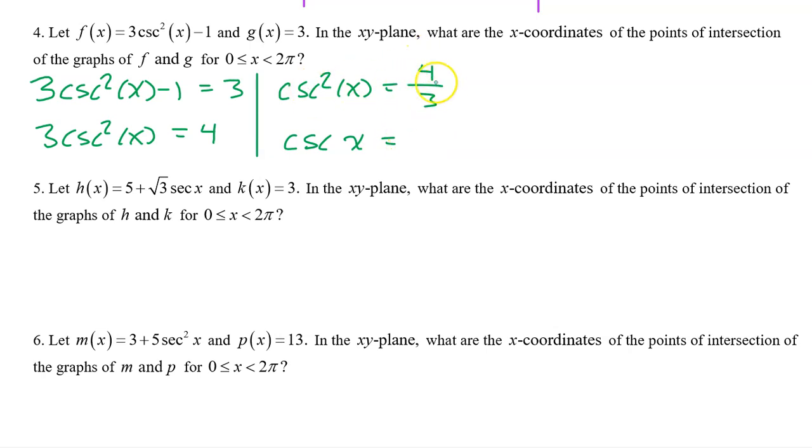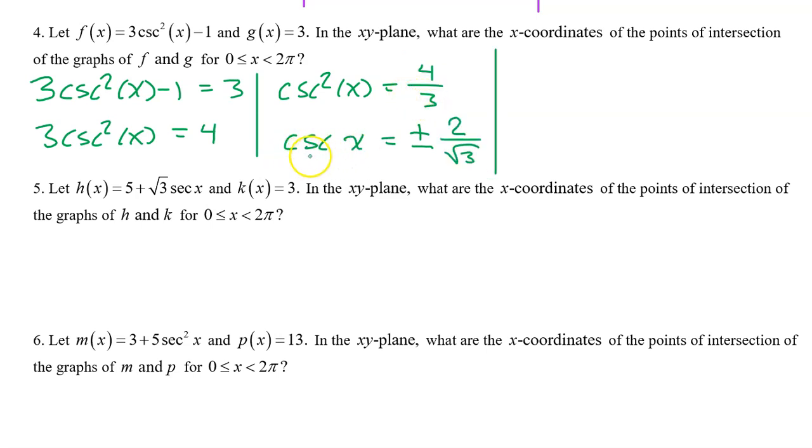When you take the square root of both sides of the equation, the solution will be positive or negative. So don't forget the plus or minus on the right-hand side. When you take the square root of a fraction, you actually do it by taking the square root of the numerator and the denominator separately. The square root of 4 is 2, and the square root of 3 is radical 3.